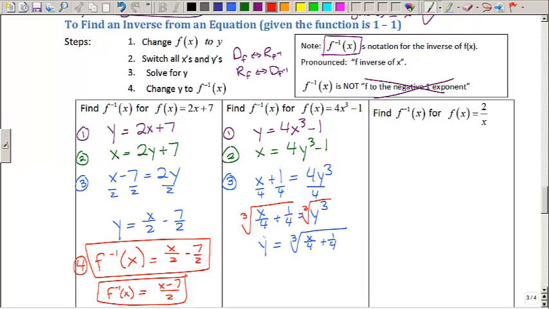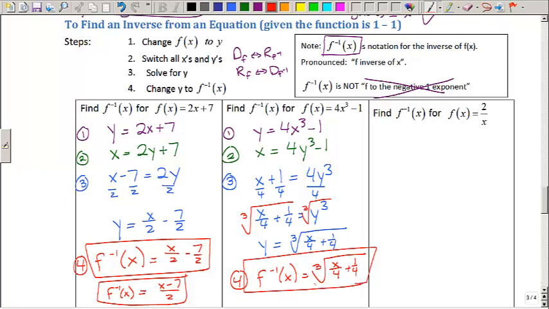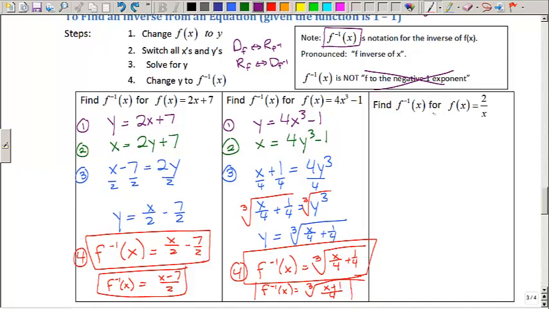So I've solved for y, but now I need to answer my question in function notation. So f inverse of x is equal to the cube root of x over 4 plus 1 over 4. Another acceptable answer would look like f inverse of x is equal to the cube root of x plus 1 all over 4 if you wanted to combine the two terms to one denominator. Both are acceptable.